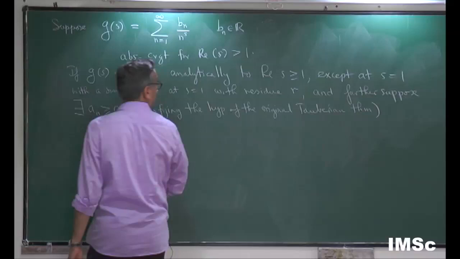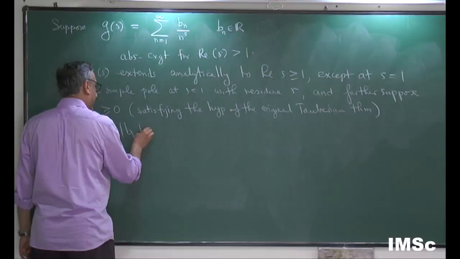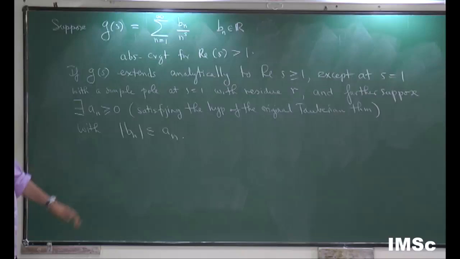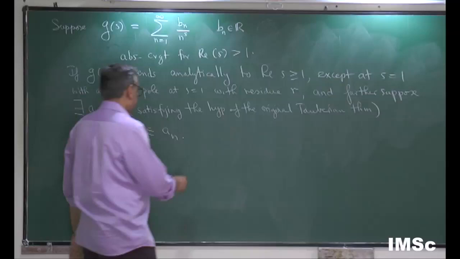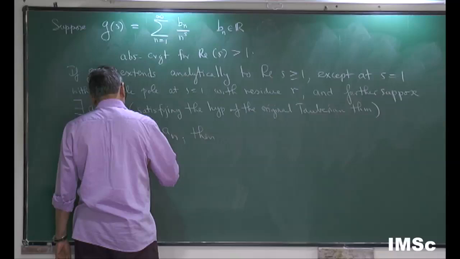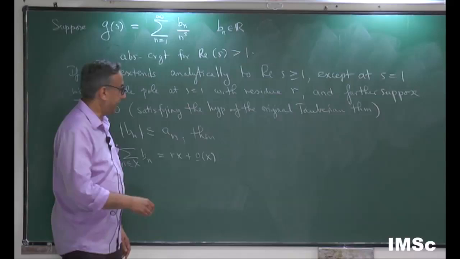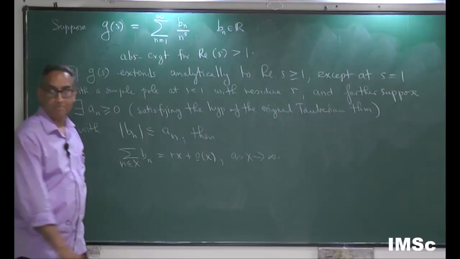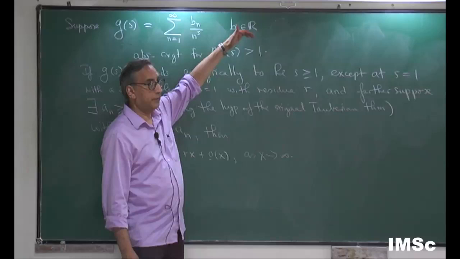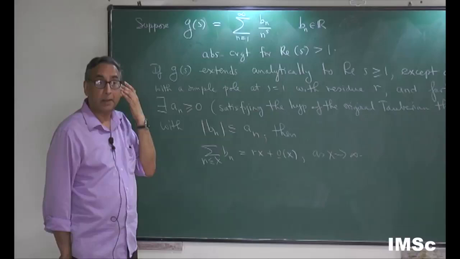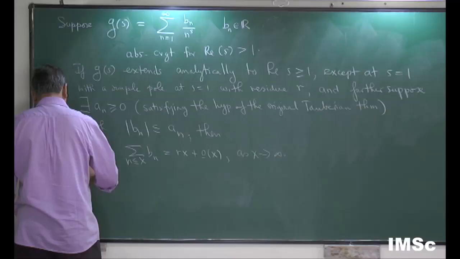Suppose that there are these numbers with b sub n bounded by a sub n. So I just need this extra. You give me any other series with real coefficients, but if I can dominate it by something that satisfies the original Tauberian theorem, then I can conclude what I want. Then the sum over n less than x of b sub n is equal to rx plus a little o of x as x tends to infinity. Now in practice, if you have a Dirichlet series with real coefficients, you can always find the a sub n's and work this through. It will always happen. So how do you prove this? The proof is easy. Apply the Tauberian theorem.